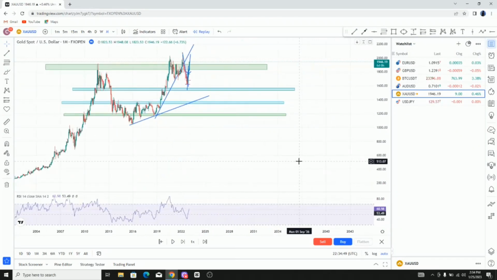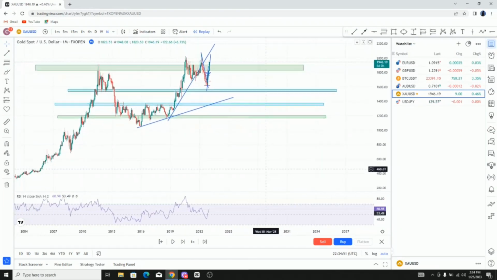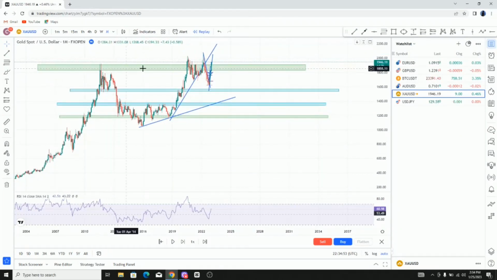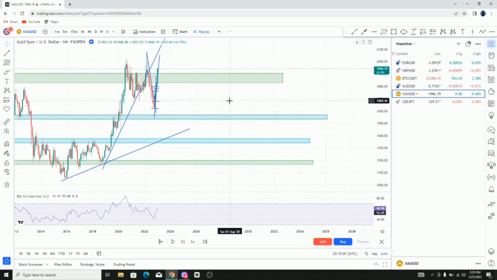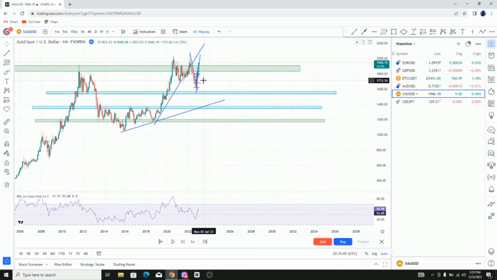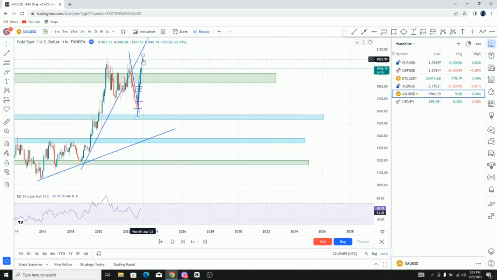Okay, now on the monthly time frame you can see gold came up here, broke this structure, looking like it formed a double top and was coming back down. So at the moment, gold just broke the double top back up. Let me move this trend line so you can see.